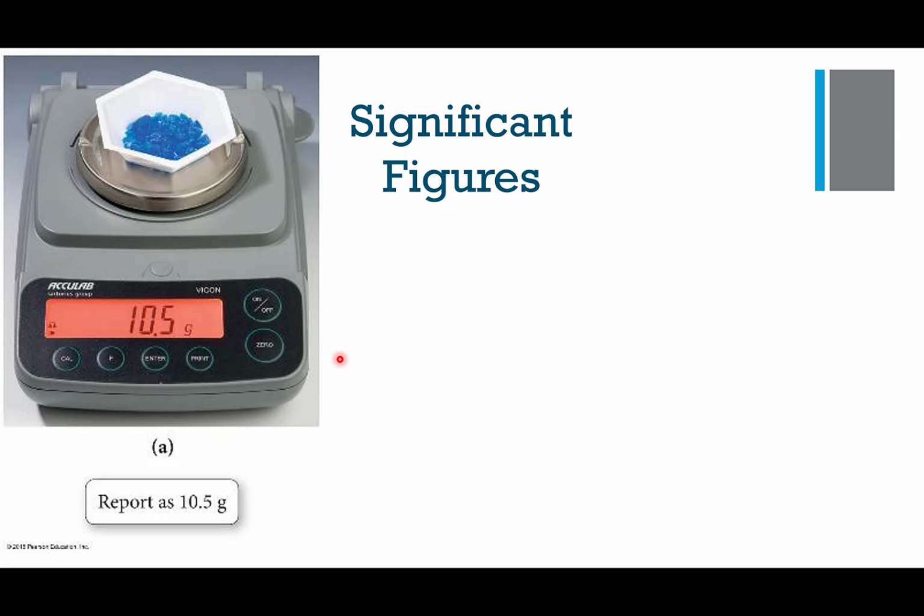Here we see another scale. So here we're measuring a blue blob. I put this blue blob on the scale and it spits out 10.5 grams. 10.5 grams, that is 3 significant figures. And the uncertainty creeps in on that first decimal place. So I pick it up, put it back down, 10.4 grams. Pick it up, put it back down, 10.7 grams. So the uncertainty starts to creep in on that first decimal place.